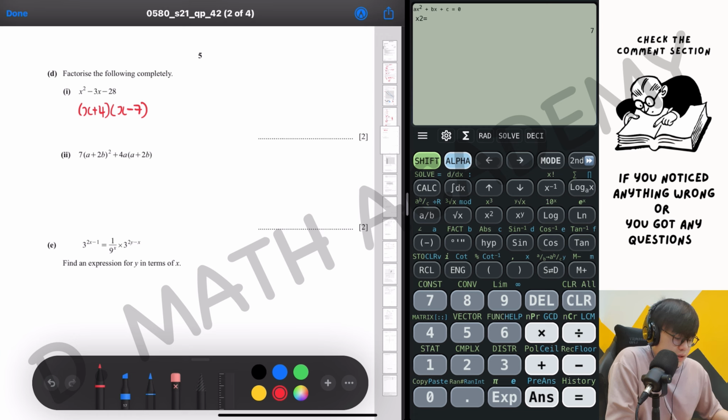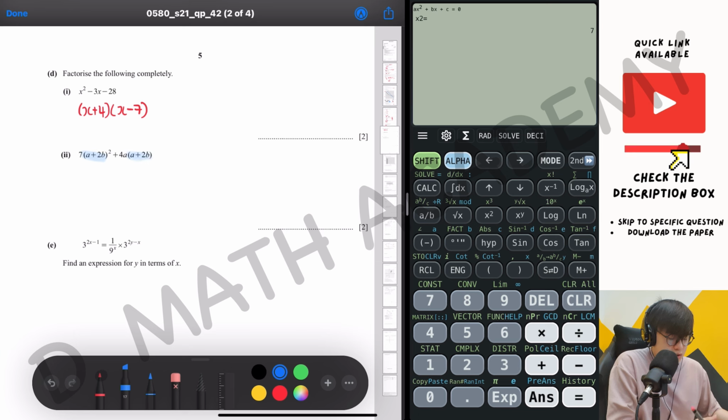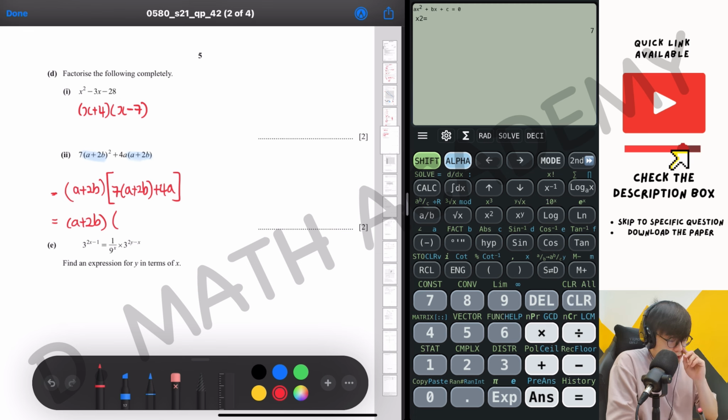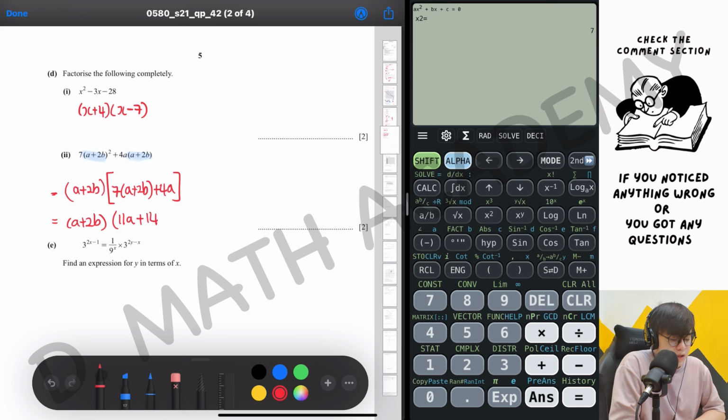As for the next one, as you can see, this A plus 2B is actually repeating. So if you were to take it out from both of them, the 7 part we actually have left with A plus 2B, while the 4A will have nothing left paired with it. So this is how it looks like. Further rearrange it, 7A plus 4A become 11A plus 14B. So this is your final answer for this particular question here.